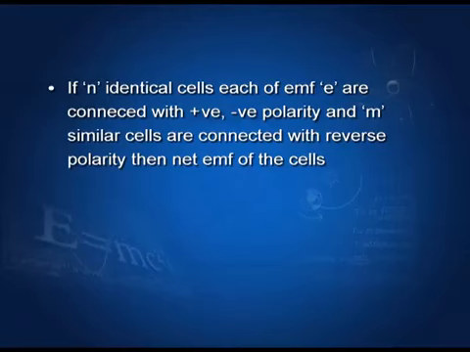then the net EMF of the cells in the series combination will be E equals E1 plus E2 plus E3 and so on up to En. If all the cells are identical, say n cells are identical, then the net EMF will be equal to n times the EMF of the single cell. Now, if n identical cells of EMF E are connected with the positive and negative polarities and m similar cells are connected with the reverse polarity, then the net EMF of the cells will be equal to n minus m times the EMF of the cell.